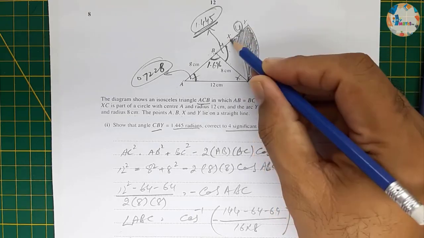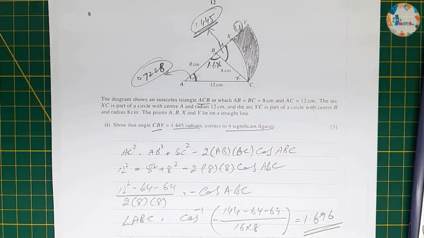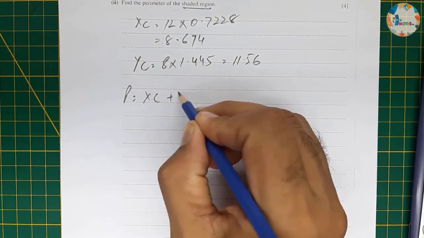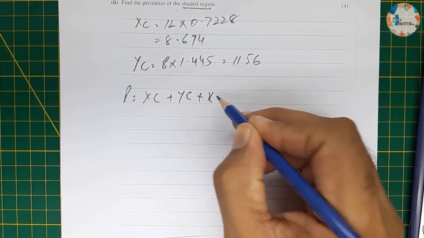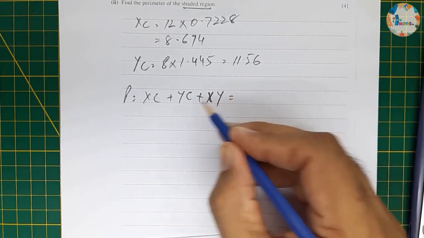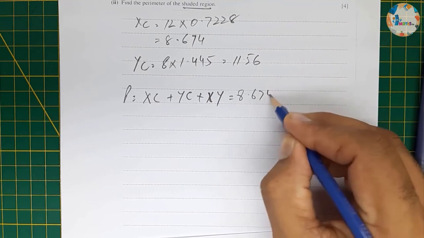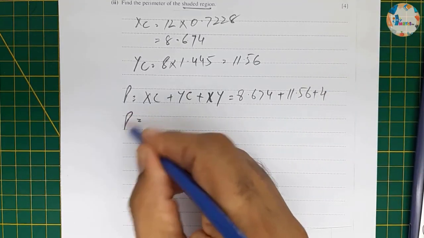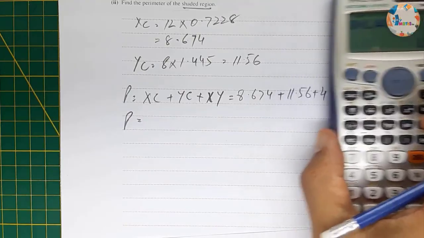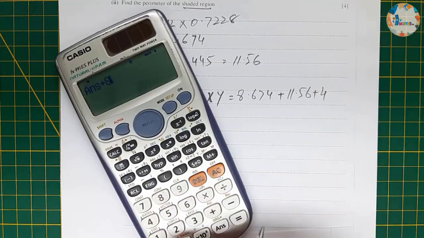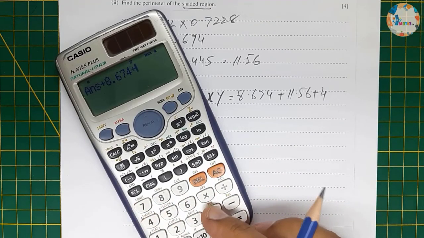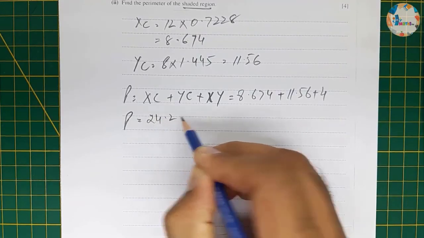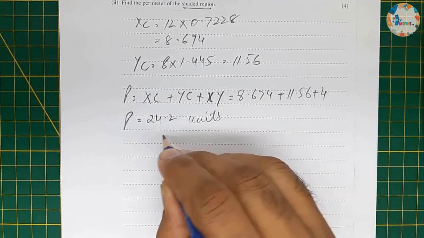So XC we have calculated, YC we have calculated, plus XY we will add. So perimeter is equal to XC plus YC plus XY. XC is 8.674 plus YC is 11.56 plus XY is 4. So we'll be adding these two, so perimeter will be equal to 11.56 already written, plus 8.674 plus 4, this will be adding up to 24.2. So 24.2 units will be our answer.